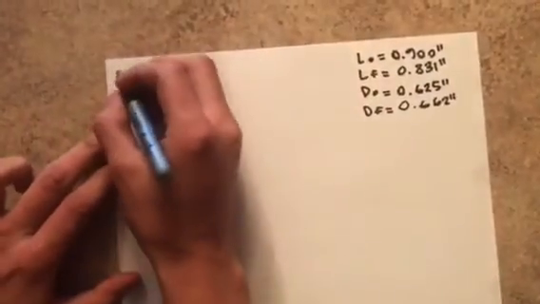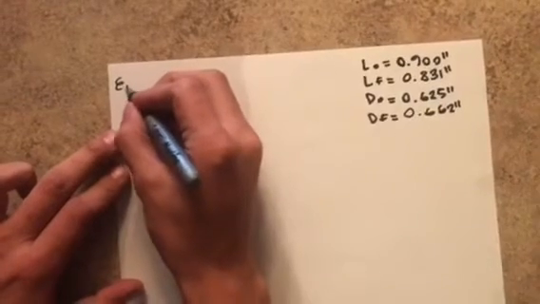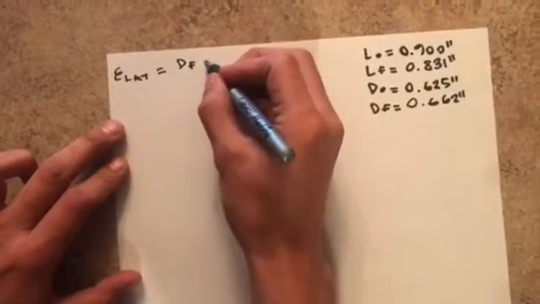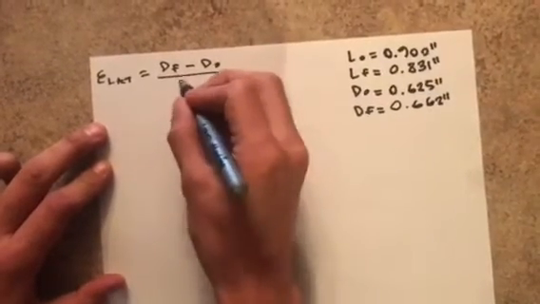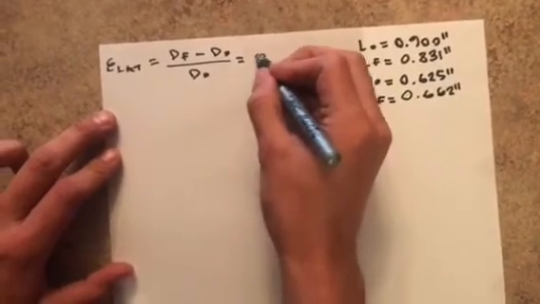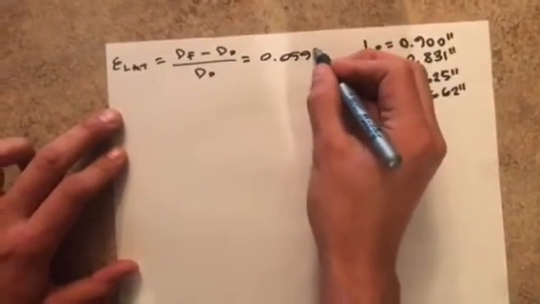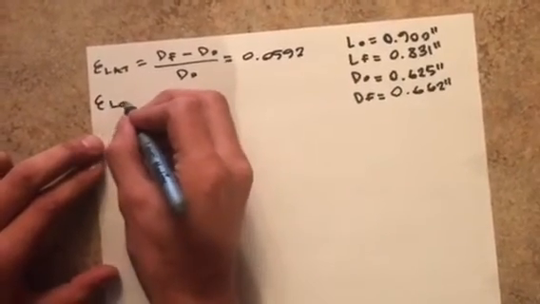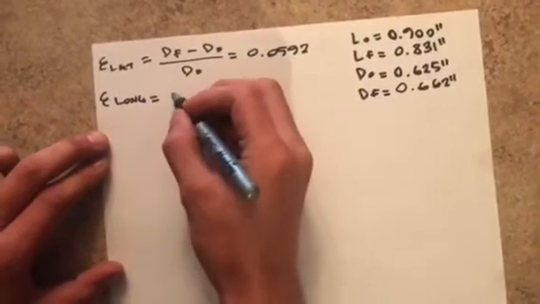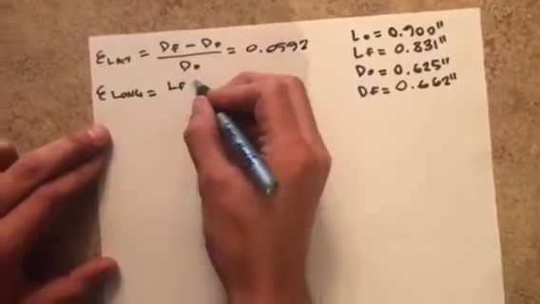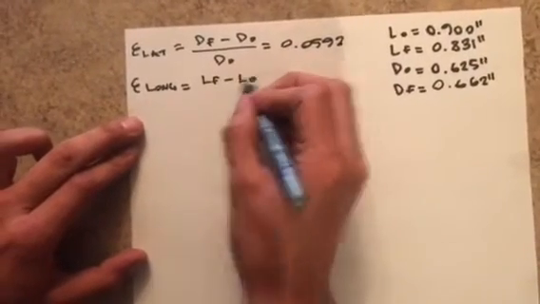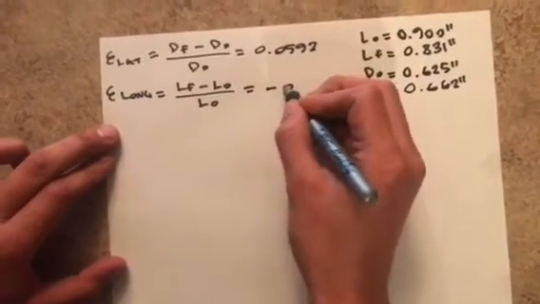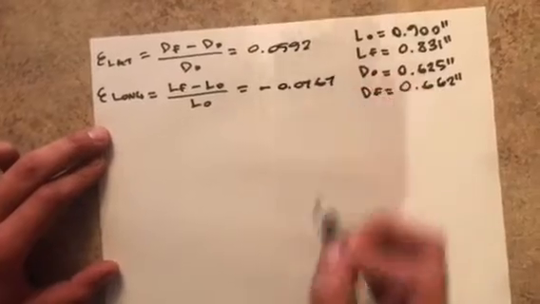Knowing these dimensions, we can calculate the latitudinal strain, which is equal to the final diameter minus the initial diameter, all over the initial diameter, and that's equal to 0.00592. We can also calculate the longitudinal strain, which is equal to the final length minus the initial length, all over the initial length, and that's equal to negative 0.0767.